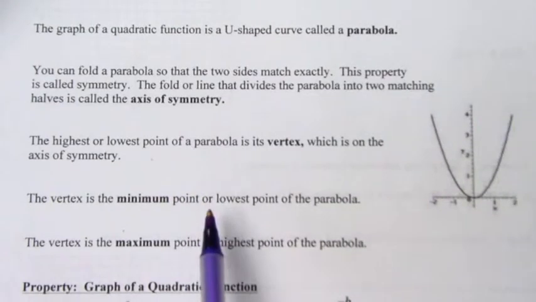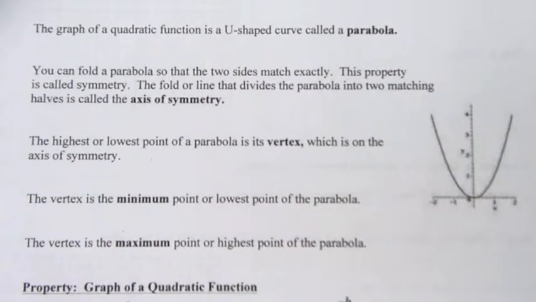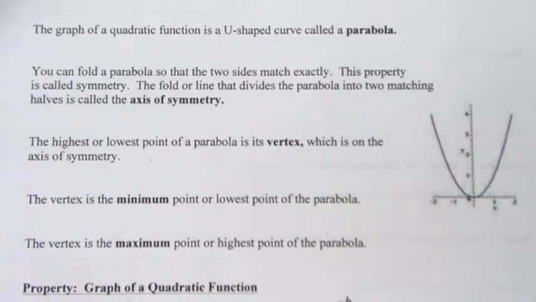Now, a parabola has what's called a line of symmetry, or an axis of symmetry, because you can fold a parabola around the center vertically, and the two halves will meet. Okay, so it's absolutely symmetrical. So that's going to help us when it comes time to graph.